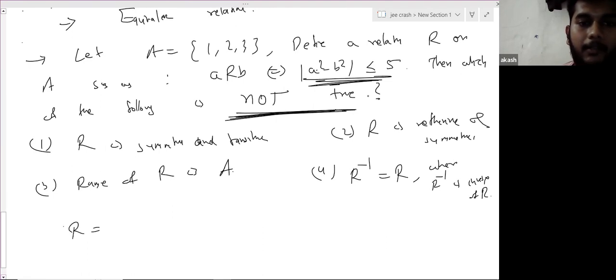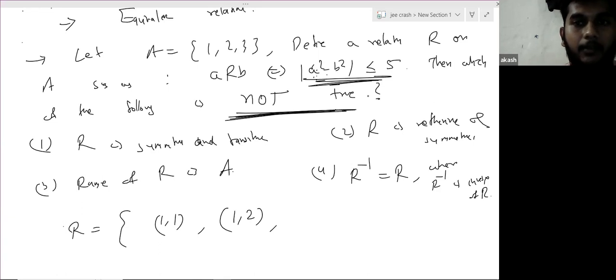So if I write R, then I can say (1, 1) will be true. 1 square minus 1 square is 0, which is less than equal to 5. So (1, 1) will be there. (1, 2): 1 square minus 2 square is mod 3, less than equal to 5. That is also true. (2, 1): 2 square minus 1 is 3, that is also less than equal to 5. (1, 3): 1 square minus 3 square is 9 minus 1, 8. 8 is not less than equal to 5, so that is false, cannot be there.